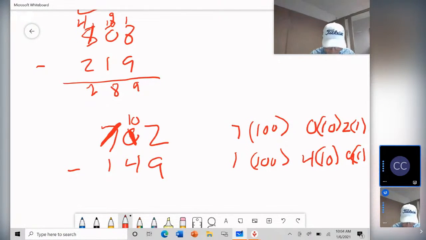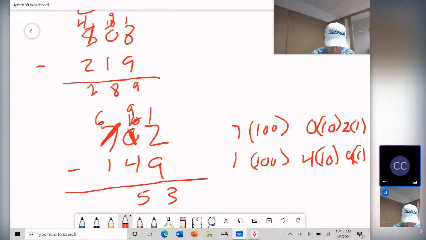So we have to borrow 10. That's going to make that 12. So the 12 minus the 9 is going to be the 3. 9 minus the 4 is going to be 5. And this is now a 6. And 6 minus 1 is going to be 5. So that's 553.